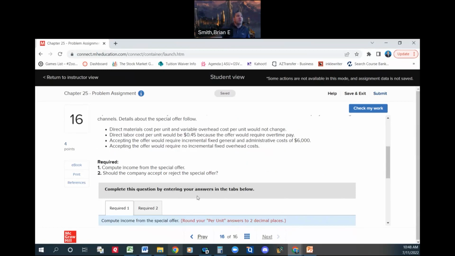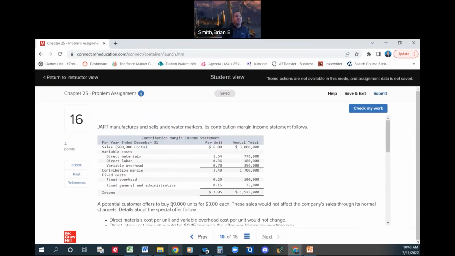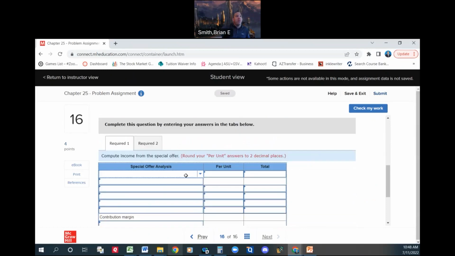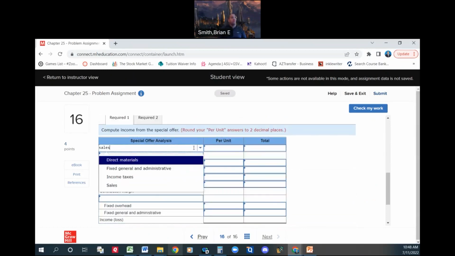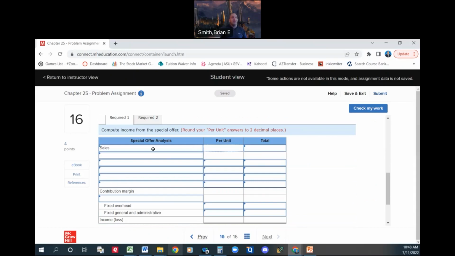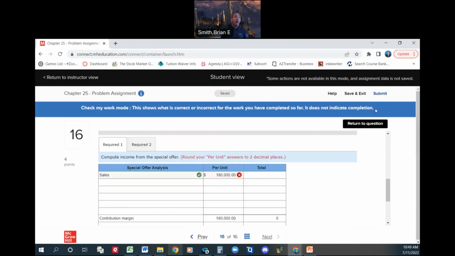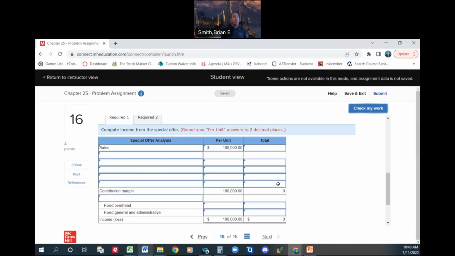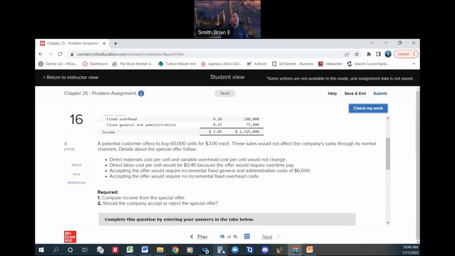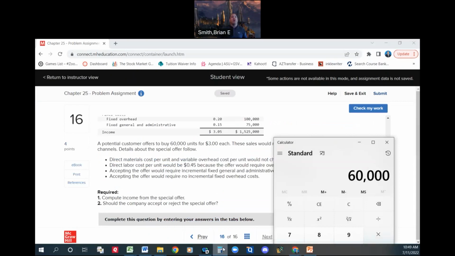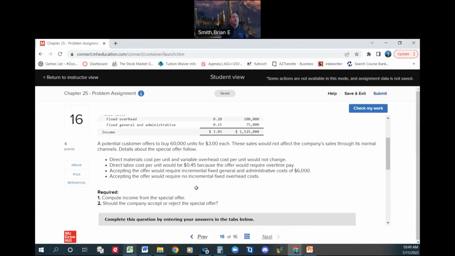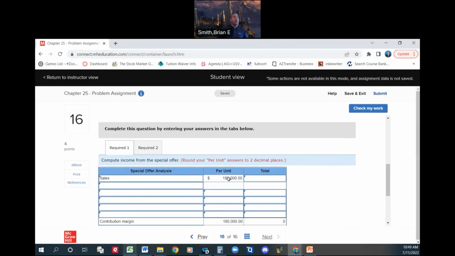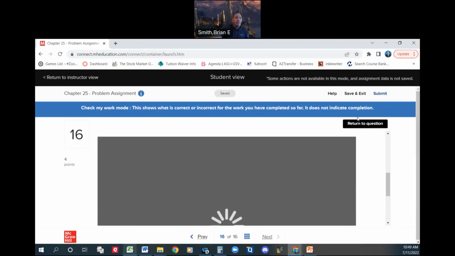Compute the income from the special offer. So sales, 60,000 times 3. 60,000 times 3 is 180,000, right? Let me just check that really quick. I don't want to be wrong on the first one, and I am. That's why mental math with me is never good, and I'm telling you guys, don't do it. All right. So 60,000 times 3 is 180. Wait a minute. Why is that wrong? Oh, because that's supposed to be per unit. That's total. There we go. Better. Okay.